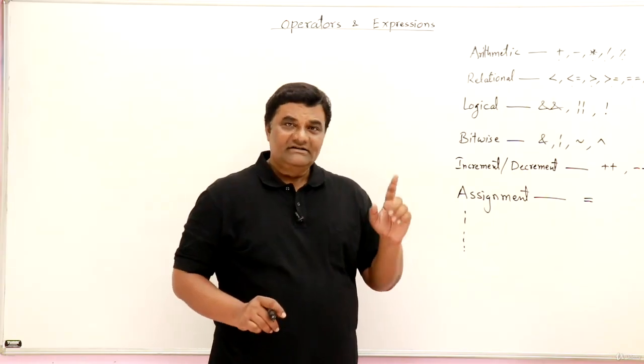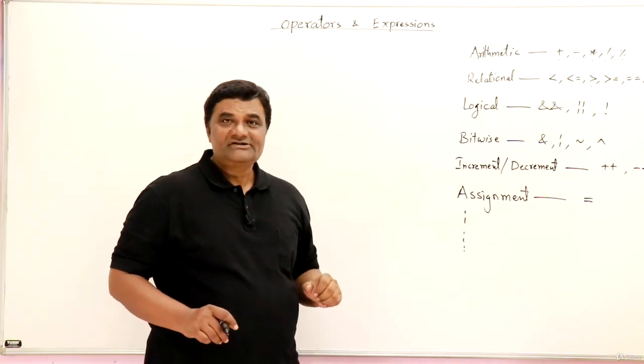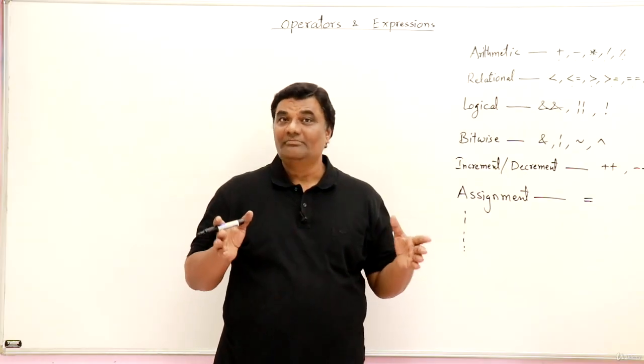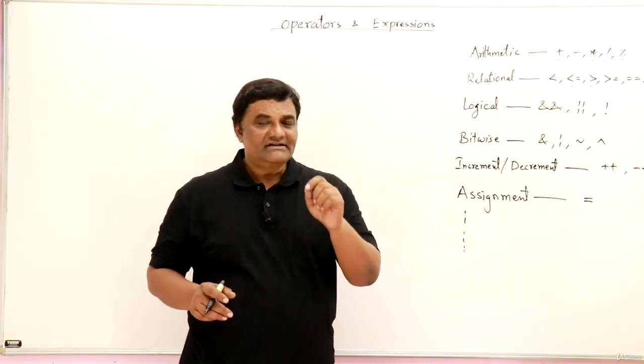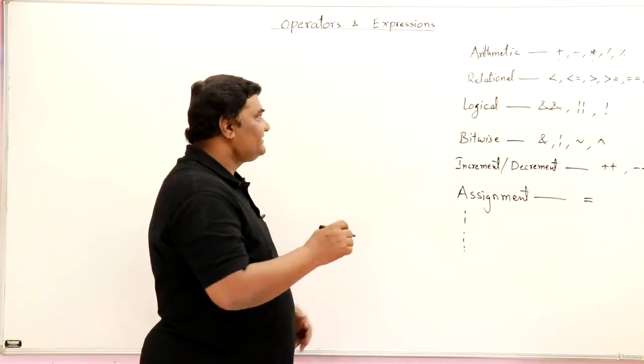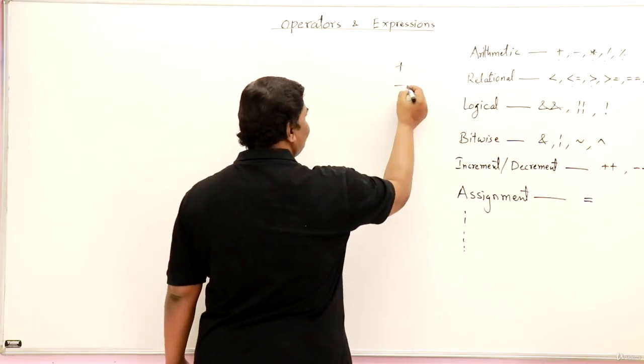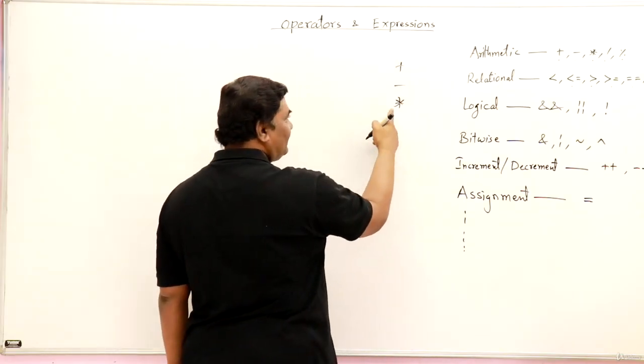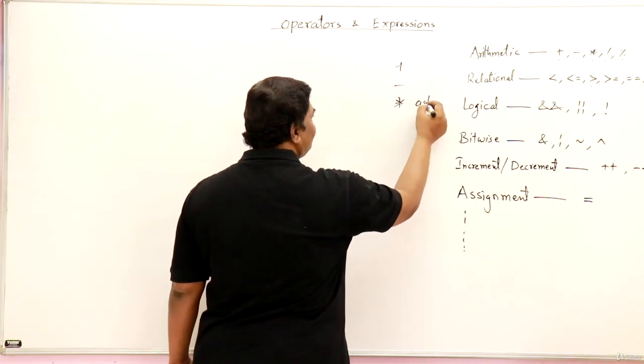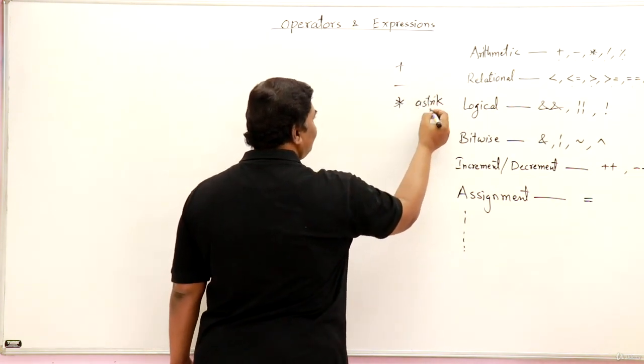Right now in this video, we will learn about arithmetic operations and also how to form expressions. So let us get the idea about this one. Let us take the operations: addition, subtraction, multiplication. This is a star. It is also called an asterisk, right? This is called an asterisk.